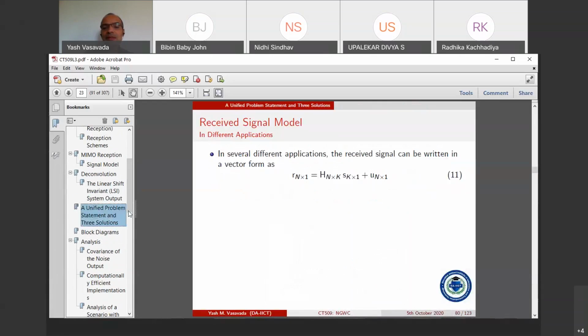Let me go to this unified signal model. This is that matrix H that I'm talking about. This is the n cross k matrix. K is the number of simultaneous transmitters, and n is the number of measurements that we obtain. Okay, so this is that matrix capital H.